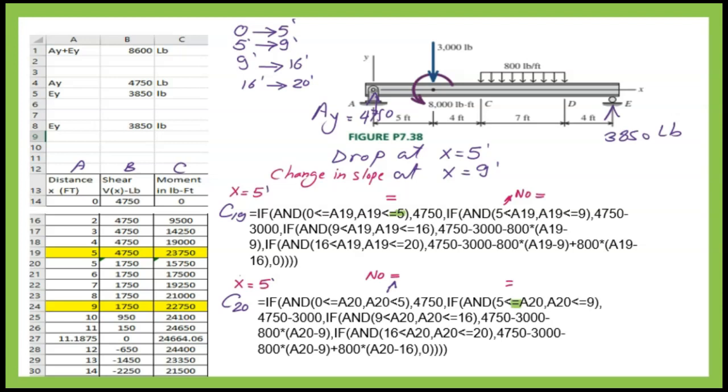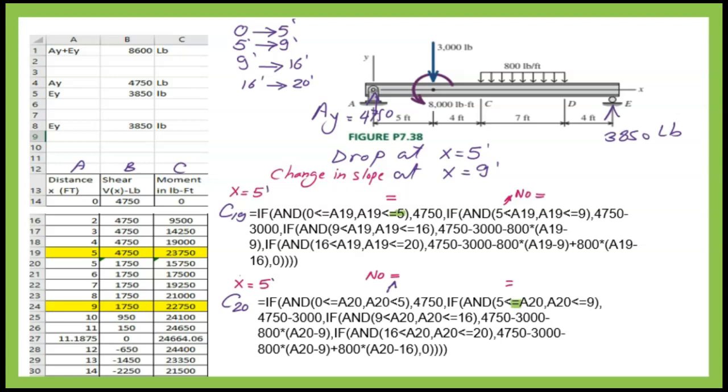How we express at point 5 the value of the shear and the value of the moment. This is the expression that matches with the expression for shear and the moment, except that we use 5 minus and 5 plus. I put two values for 5 here, and in the expression the C19 is the value of the shear at x equal to 5.